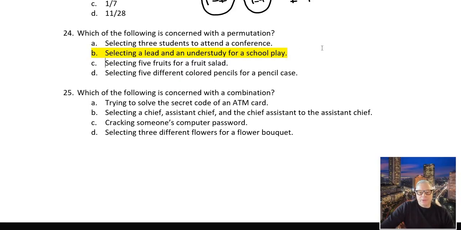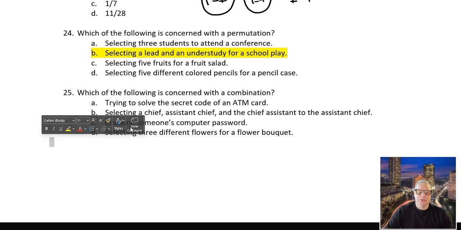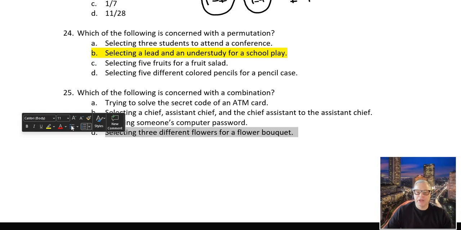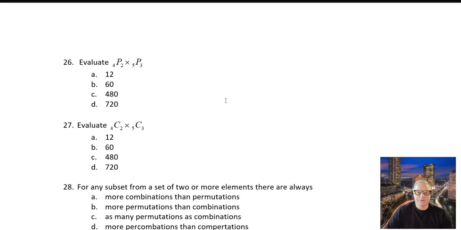Which of the following is concerned with a combination? Trying to solve the secret code of an ATM card? No, that would be a permutation. Selecting a chief, assistant chief, and a chief assistant to the assistant chief? No, that's a permutation. Cracking someone's computer password? No, that's also a permutation. So selecting 3 different flowers for a flower bouquet, because the order doesn't matter.